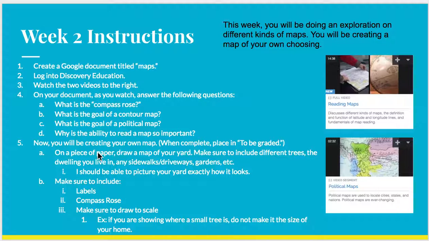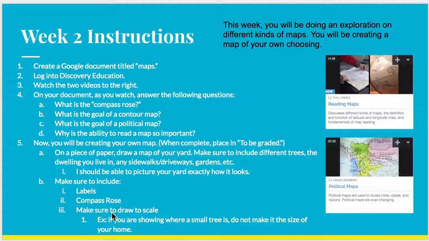Now you'll be creating your own map. And with this, I do want you to create a new one, not one that you used in your last geography unit. So take a piece of paper and draw a map of your yard. Make sure to include different trees, the dwelling you live in. So some of you would live in an apartment, some would be a house. Any sidewalks, driveways, or gardens. And as you draw this, it doesn't have to be perfect, but make sure that it's pretty accurate so that I could actually picture what your yard actually looks like.